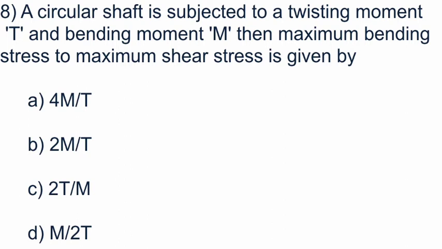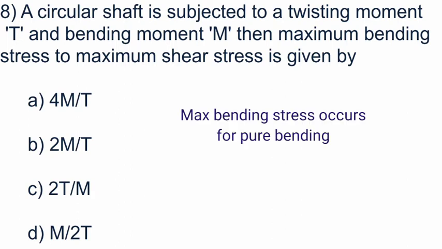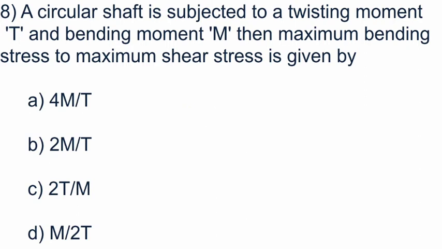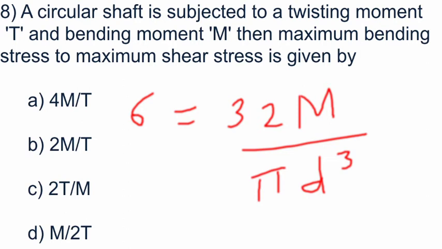So for answering this question, we have to know that the maximum bending stress is happening when the shaft is under pure bending. Maximum bending stress can be calculated from the equation sigma is equal to 32 M by pi d cube.